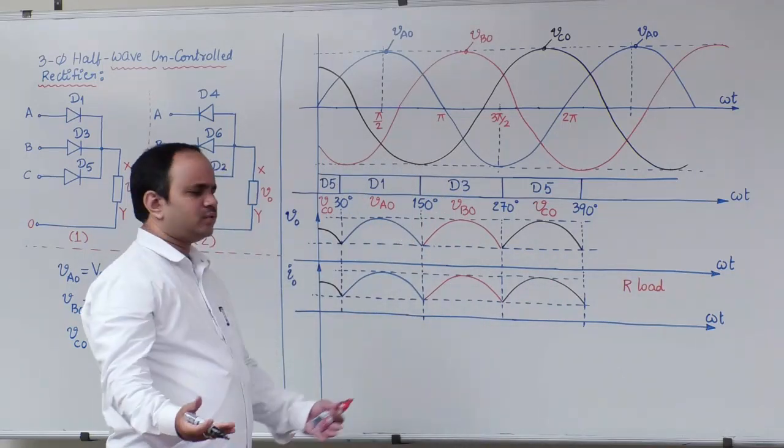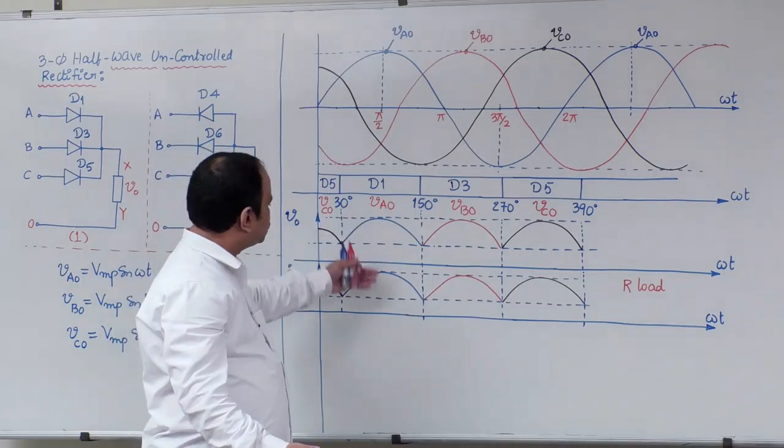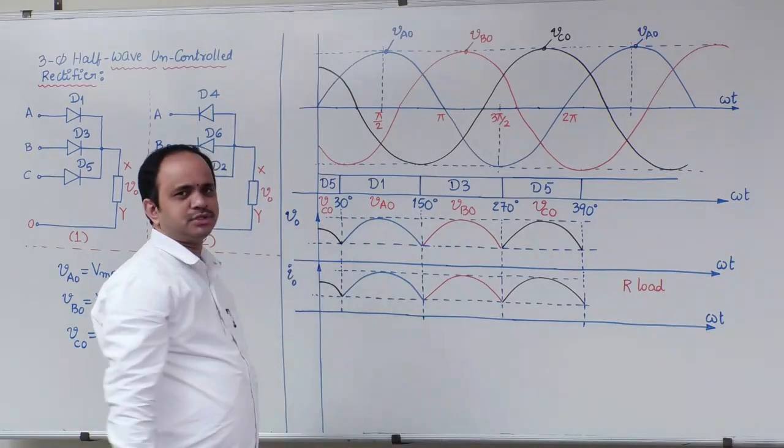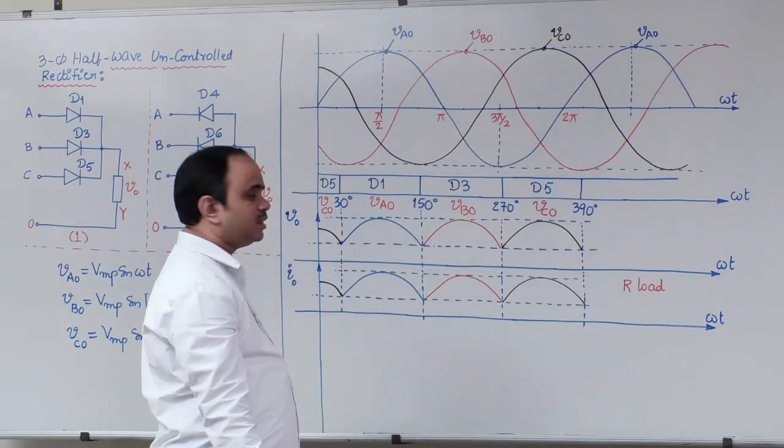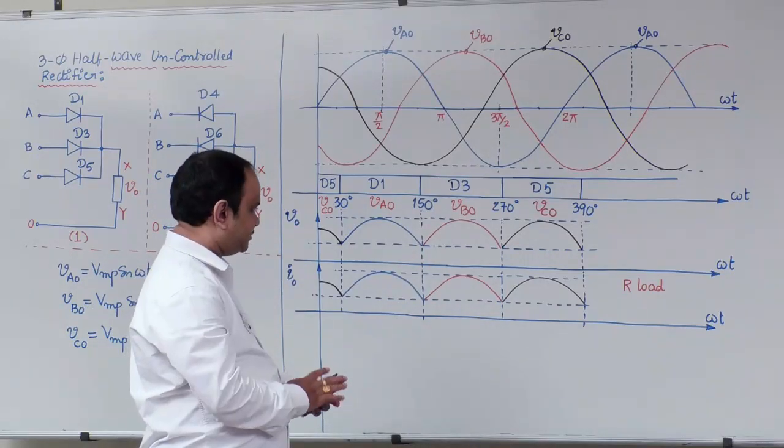Most of the textbooks will not show these two waveforms separately. Only one waveform is represented, and I0 is also just like that. First time we are drawing all the waveforms just for understanding.